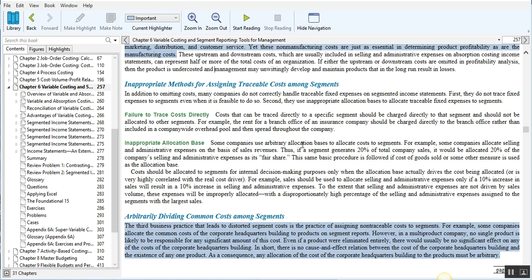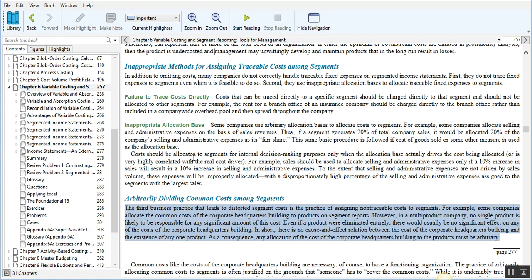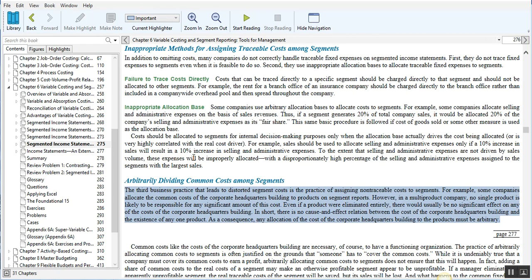An arbitrary basis would be just making something up that sounds good. It would not necessarily be based on operations. So when we talk about allocation base, we want something that connects with what we're actually doing in that segment of business. And this would be what we would call a cost driver. Does this allocation base drive the cost of this particular flight? And if we're looking at ticket sales, it would make sense because that's going to have a lot to do with the costs that we incur.